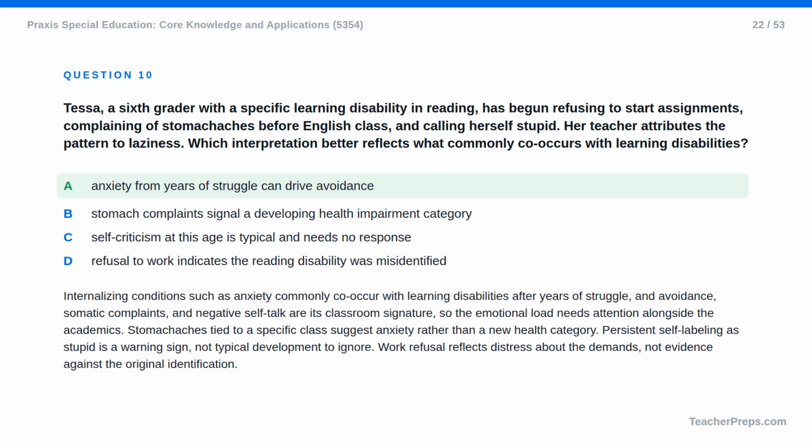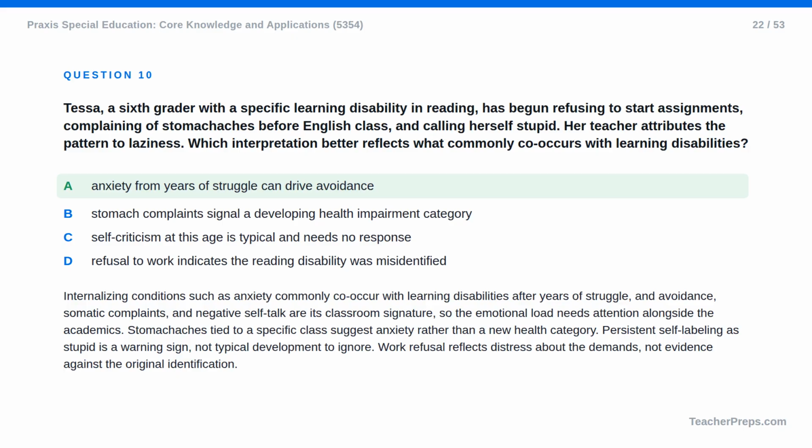The correct answer is A. Anxiety from years of struggle can drive avoidance. Internalizing conditions such as anxiety commonly co-occur with learning disabilities after years of struggle and avoidance. Somatic complaints and negative self-talk are its classroom signature, so the emotional load needs attention alongside the academics.